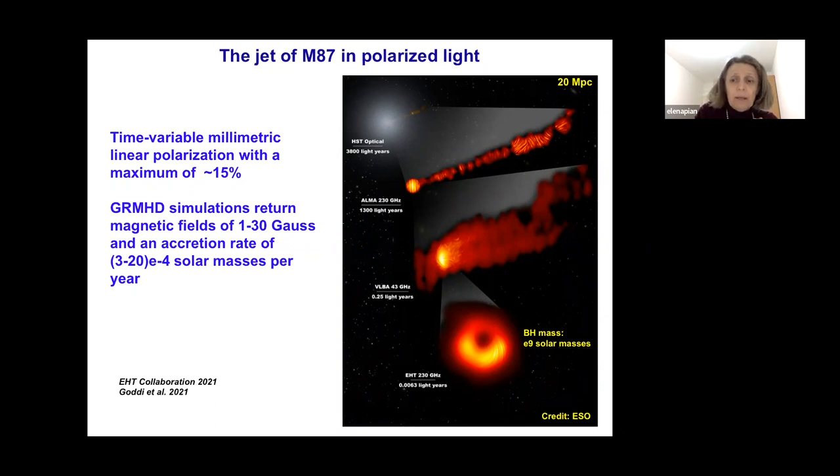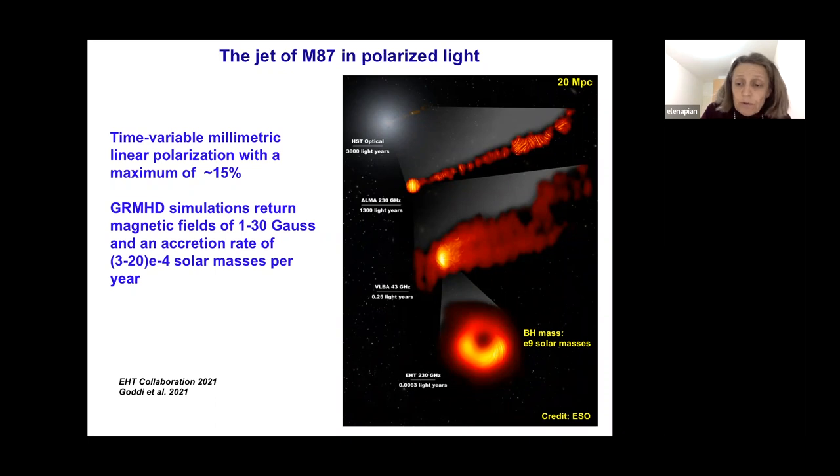Then there is a zoom in with ALMA. This is polarized light. This is radio polarization with ALMA that shows an extremely interesting and complex distribution of linear polarization along the jet. Then again, the VLBA that zooms in on the core of the ALMA image. And finally, the Event Horizon Telescope, the very famous Event Horizon Telescope, the millimetric image of the close circumnuclear area of the object, of the core. And you see, this is a polarized image.